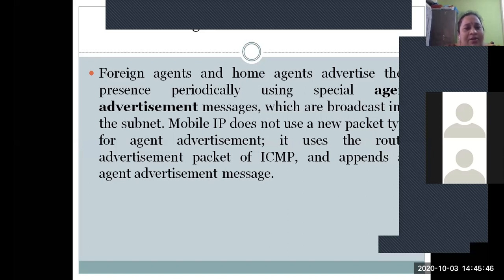It controls how the messages are conveyed between the two communicating parties, whether they are synchronized or not, whether the message is intended for the proper destined node, whether it is received by that node properly, and whether it has been misused by any other node in between. All these things are taken care of by ICMP. So using the ICMP packet itself, our agents periodically send messages called agent advertising messages. They append their advertising messages to the ICMP packet itself.